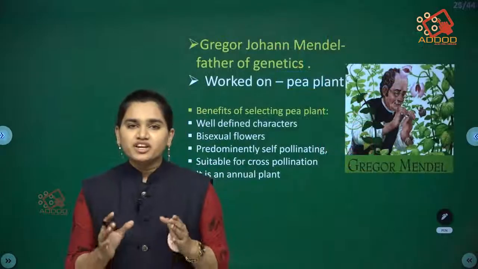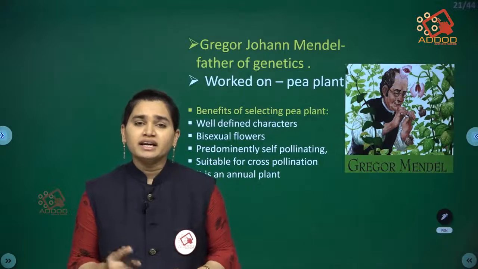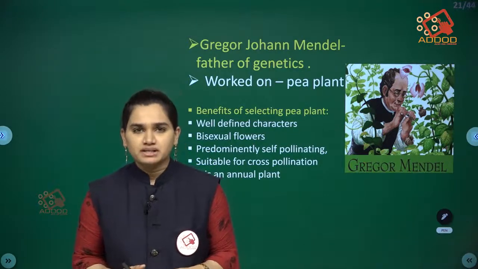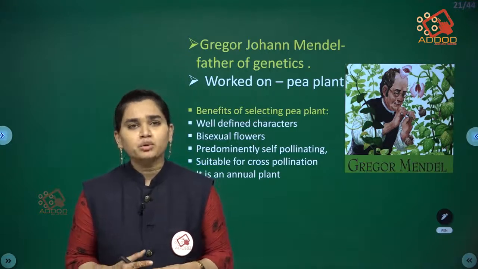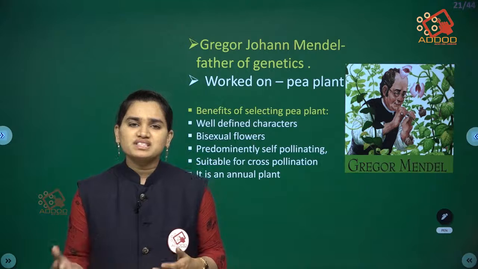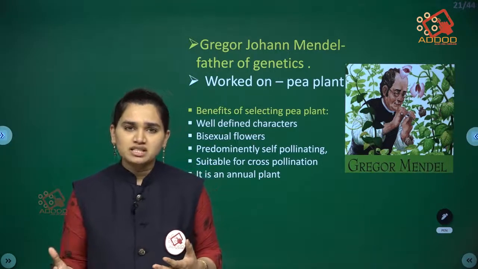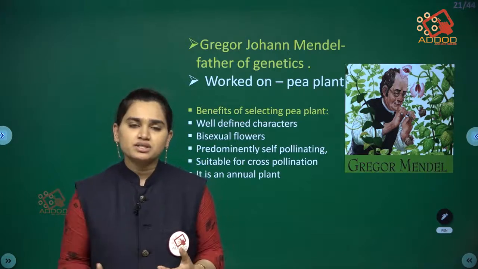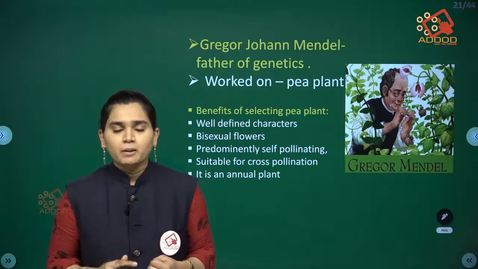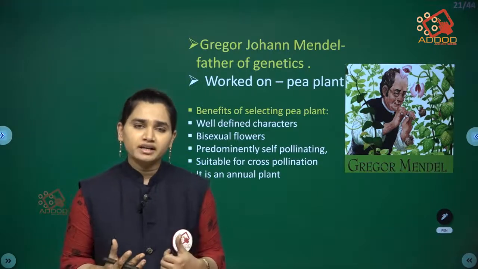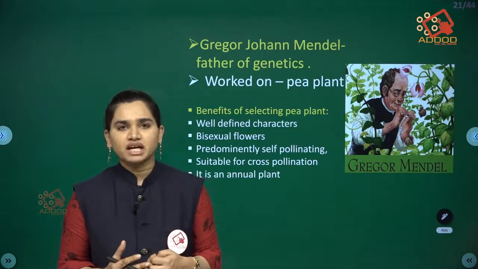The study of this variation was first done by Gregor Johann Mendel, and hence he is known as the father of genetics. Gregor Johann Mendel was a monk and he used to live in a monastery. He did not do any of his research in a laboratory or university, but on whatever plants the monastery had. His particular interest was the pea plant. Most of the research on heredity and inheritance was done by Mendel on the pea plant, Pisum sativum.